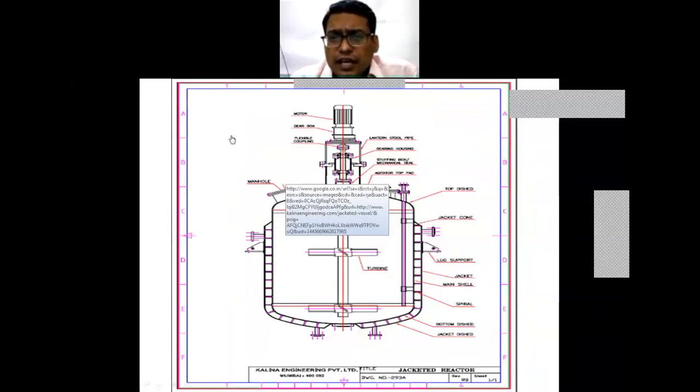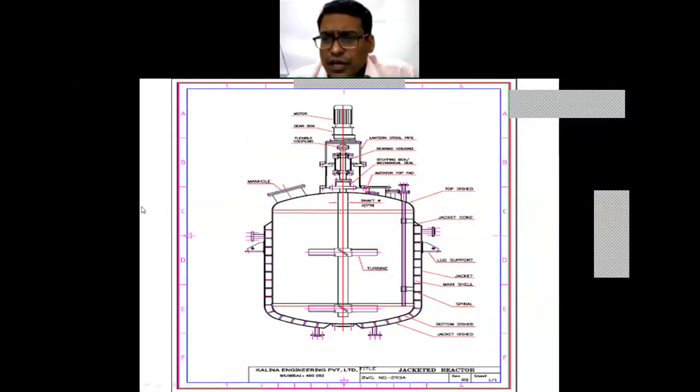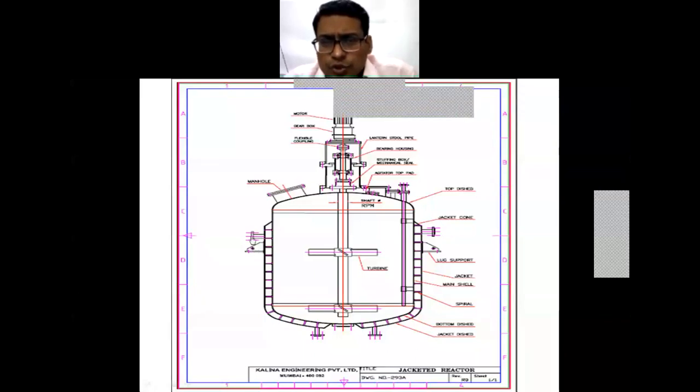Then this is another figure related to the simple agitation vessel, a jacketed reactor. This can be drawn in your drawing practical also. Here the baffles are provided inside the jacket. Then the supports are also shown in this figure, and the nozzles attached to the jacket, the inlet and outlet nozzles which can be provided to the jacket.